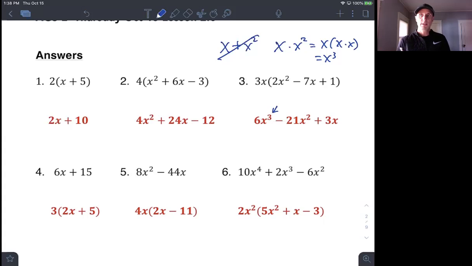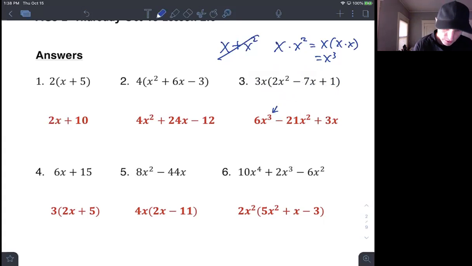Okay, insert question here. Next we go 3x times negative 7x. 3 times 7 gives you 21 and it's negative. And then x times x gives you x squared. And then 3x times 1 is just 3x. All right, what questions do you have on the first set of problems?